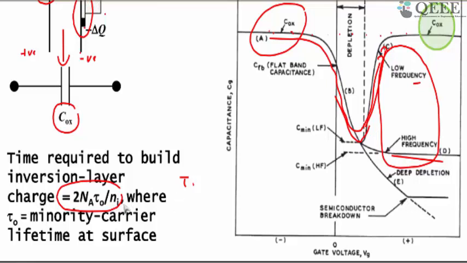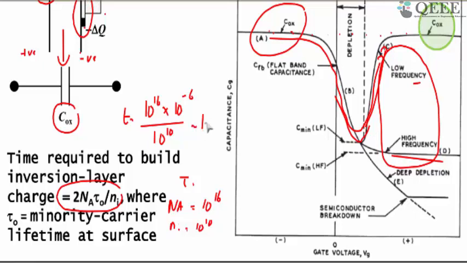semiconductor. Let's try to work it out. Put some values. Suppose I use Na equal to 10 to the power of 16, and Ni is roughly equal to 10 to the power of 10. So the time t is equal to 10 to the power of 16 times, suppose I take 1 microsecond, 10 to the power of minus 6, divided by 10 to the power of 10. This takes something like 1 second.